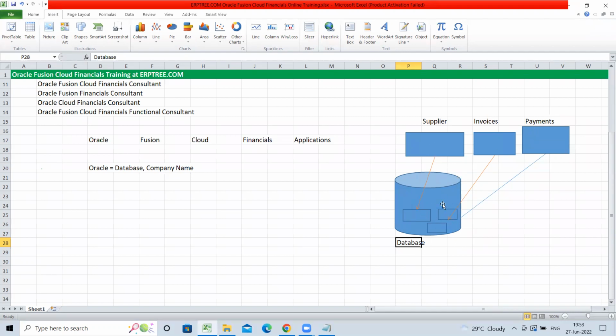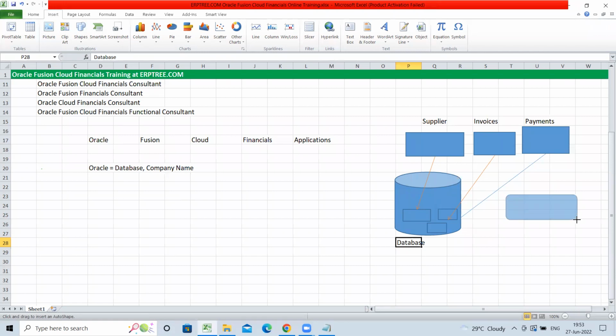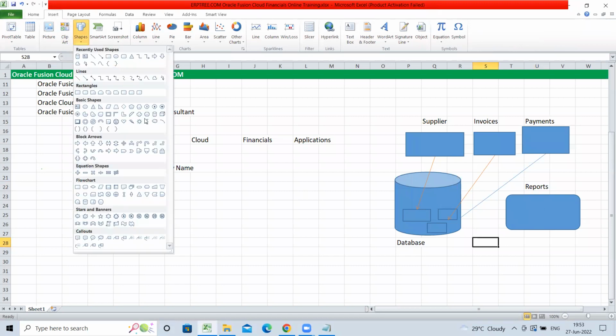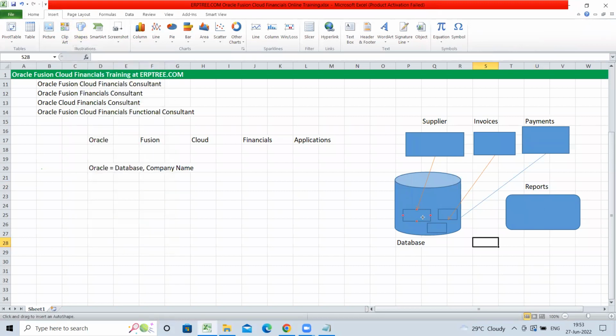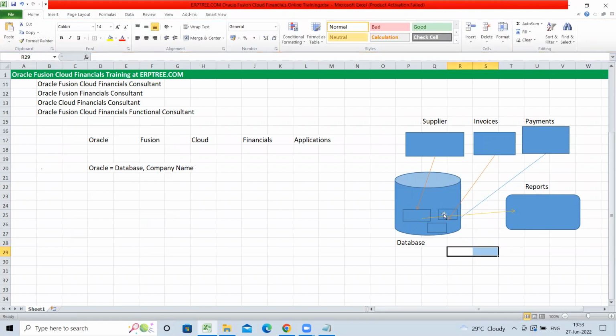So whatever the data we have in these tables, if you want to see the data, you can use the concept called a report. So you can have a report. You want to see suppliers data, all the suppliers data, so you can generate the report. In the supplier table, whatever the data you have, with the help of report, you can see that. The same way you want to see all the invoices data, all the payments data. With the concept called reports, you will be able to view the data.